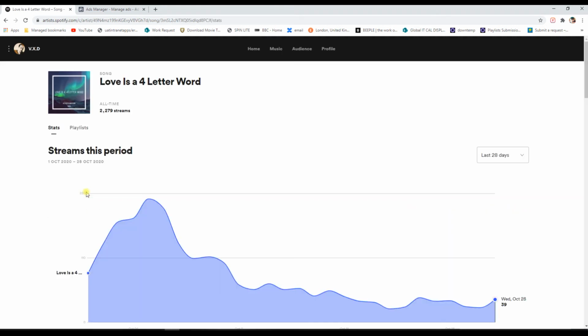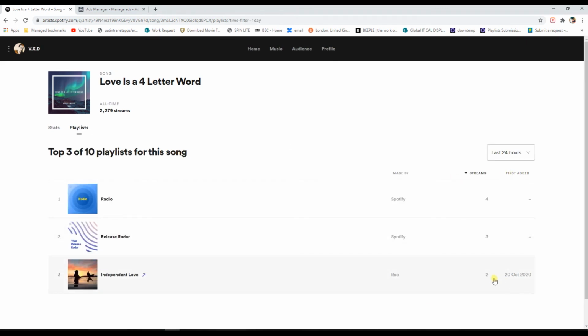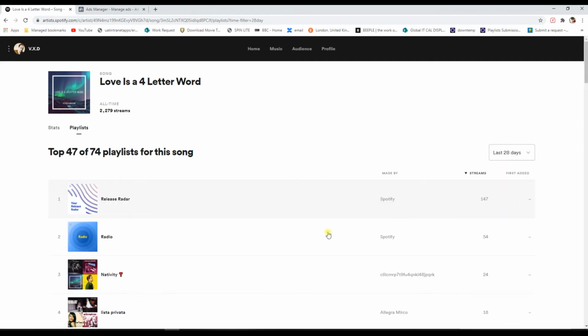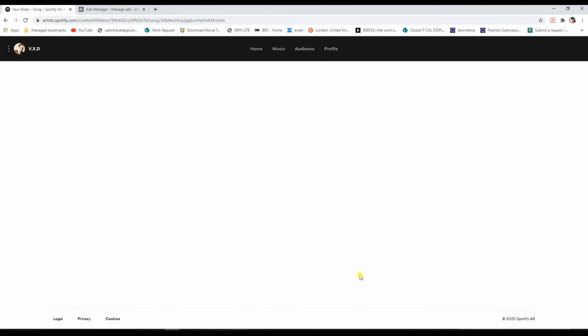And I can just show you, if I go to the playlist. Yesterday, the song is still getting some release radar plays, not many, 3 yesterday, but if you see how many release radar plays it's had overall, it's only 147, which is not very much at all, really. And the song that released previous to that did way better on release radar.